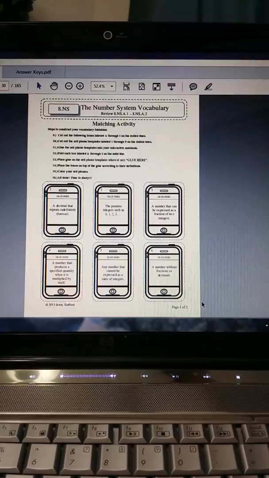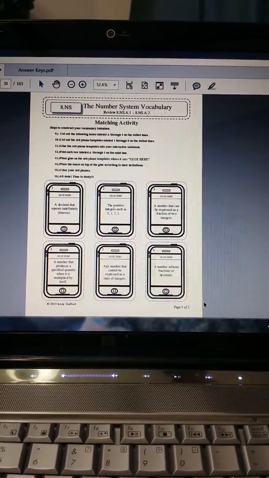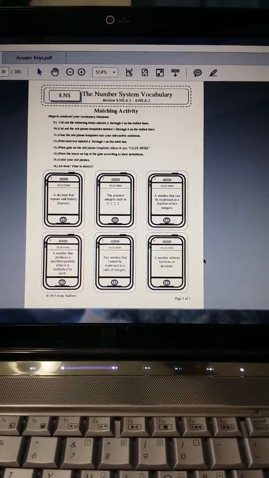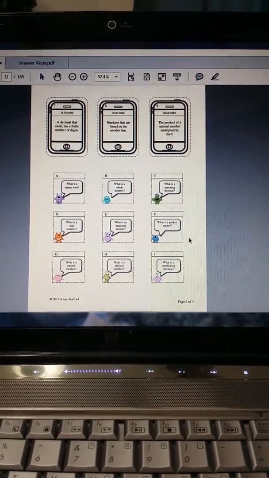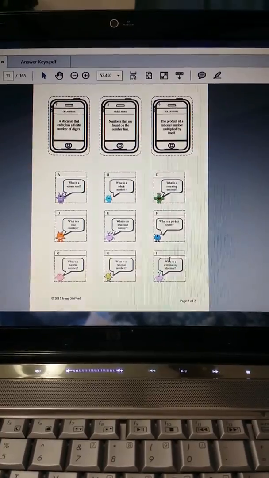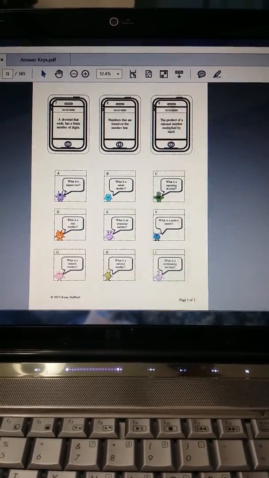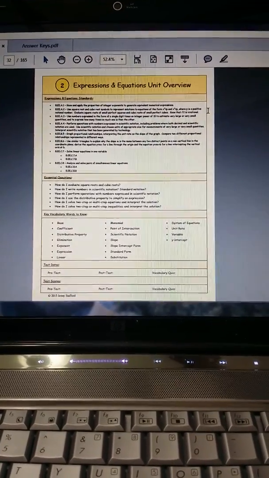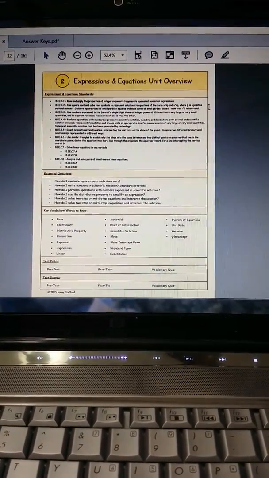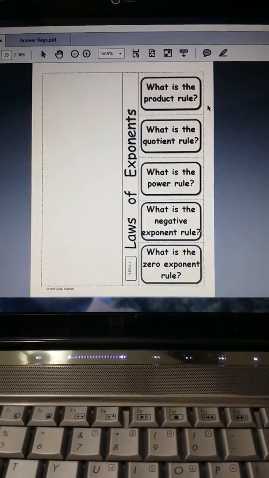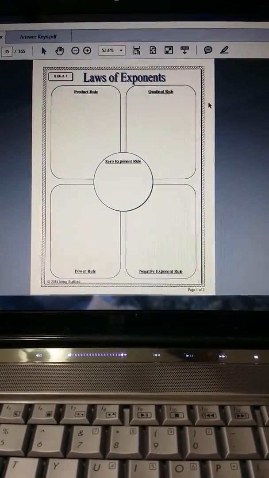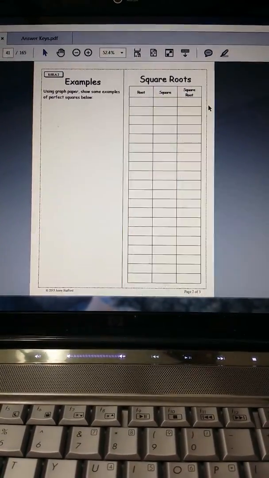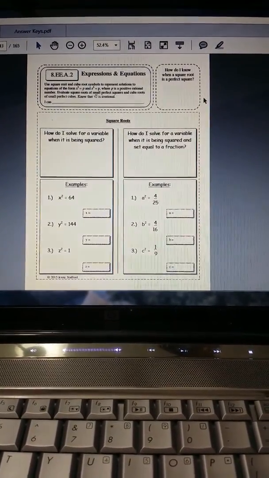At the very end of each standard, there will be a matching activity where there are cell phone templates and students will be cutting out the covers right here and pasting them, gluing them to the definition. And then it goes on to expressions and equations unit. And again, they have this overview. There's some foldables.